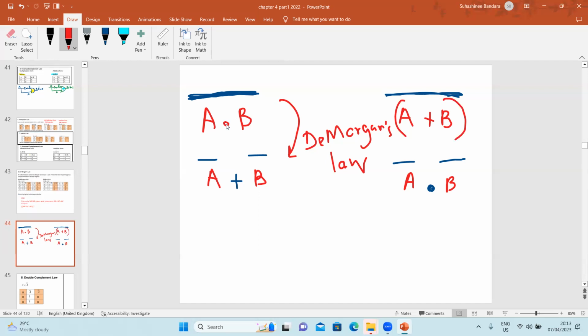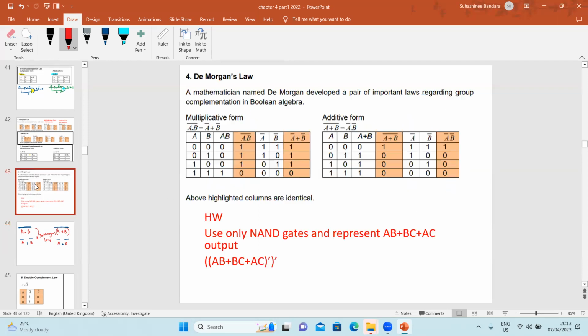If we are using A dot B, meaning multiplicative form, and an over bar is there, then the dot multiplicative becomes plus: A bar plus B bar. If A plus B over bar is there, then the plus means additive form. So if it is additive form, it is going to become multiplication: A bar dot B bar. Can you understand the process? Okay, so we'll move to the truth table.